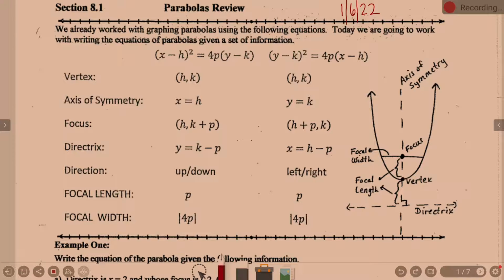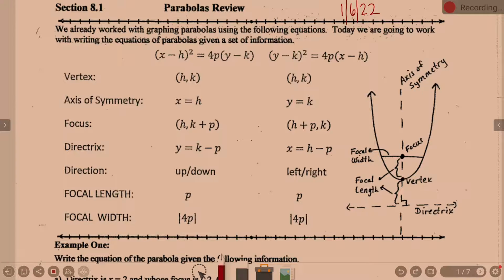Okay, so lesson 8.1, it says parabolas review. Review in that, yes, you know some about parabolas, but then there's also a new aspect of parabolas that we're talking about today. Up until this point of your life, parabolas have either opened up or opened down. Well, once you hit trig, which this is officially a trig topic, parabolas can also open sideways.